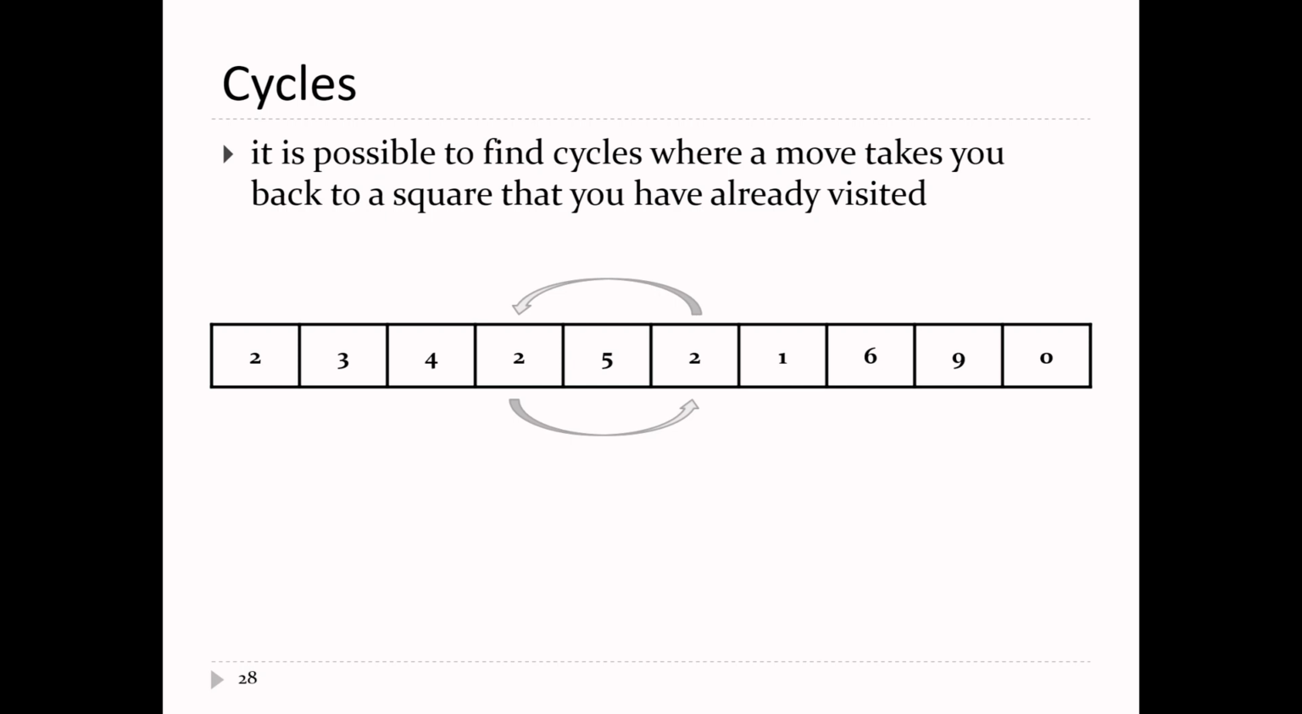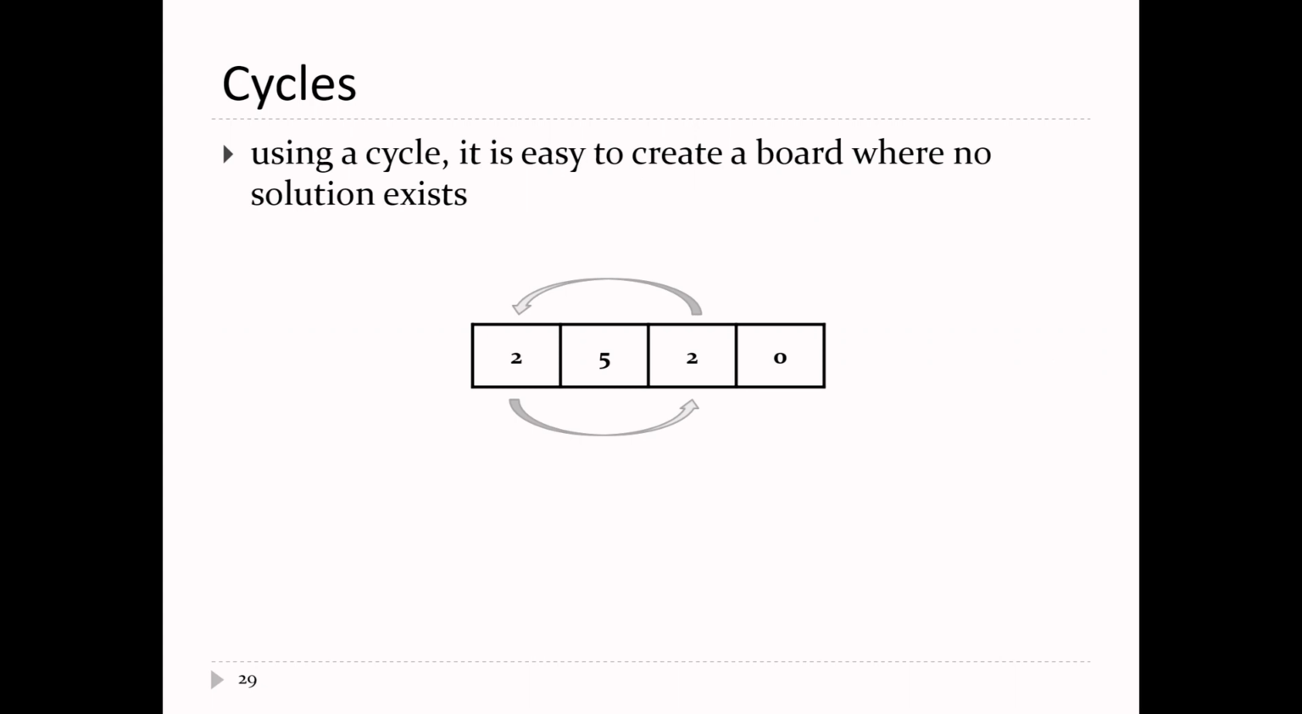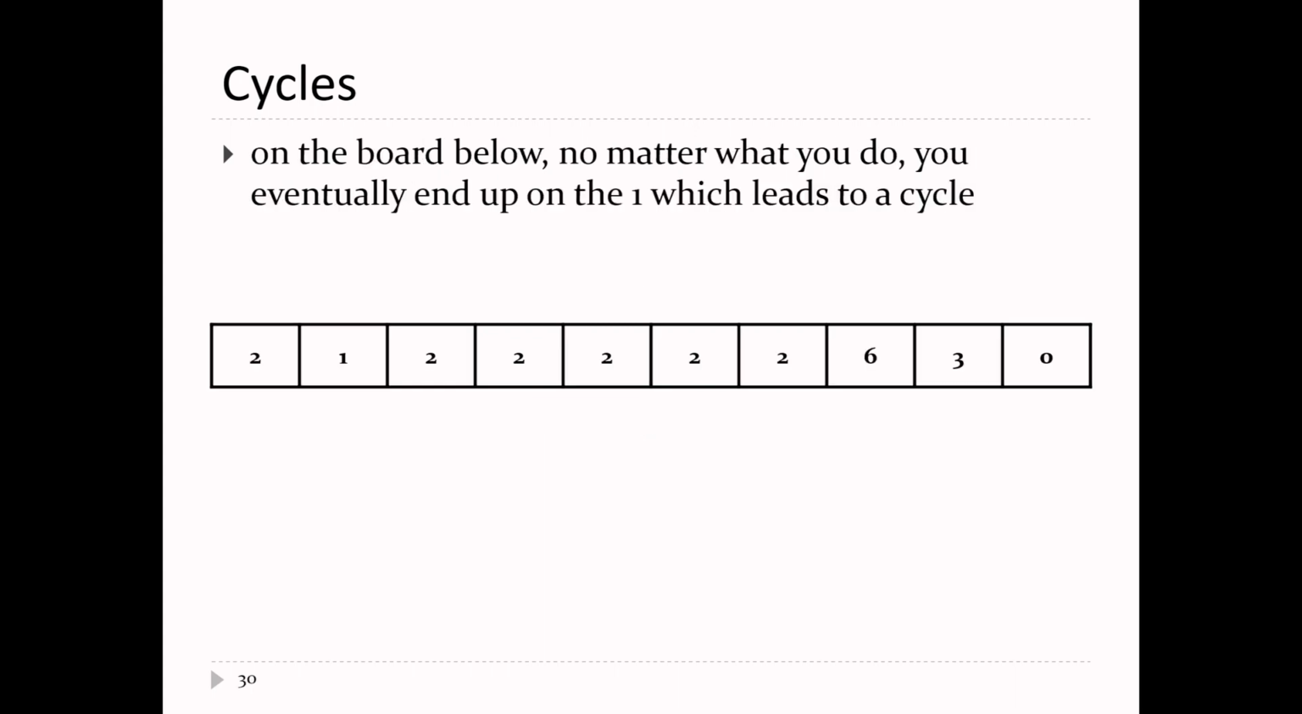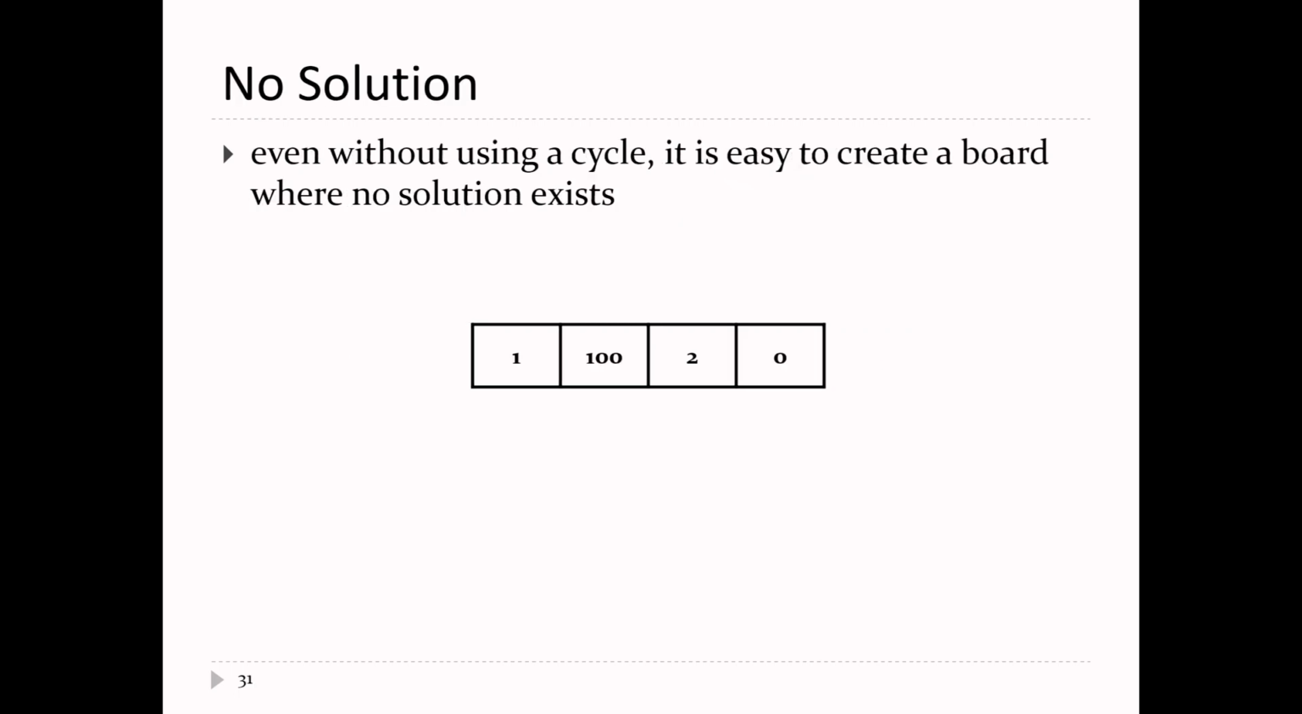So if you detect a cycle, you want to discard the move that leads you to the cycle from your solution. Obviously, if you have cycles, you can make a board that has no solution. This board has no solution because you can never reach the 0. On that board, you always end up in a cycle no matter what you do. And even without a cycle, it's possible to devise a board with no solution. Starting at the 1, you end up at the 100, and now you can't go anywhere.